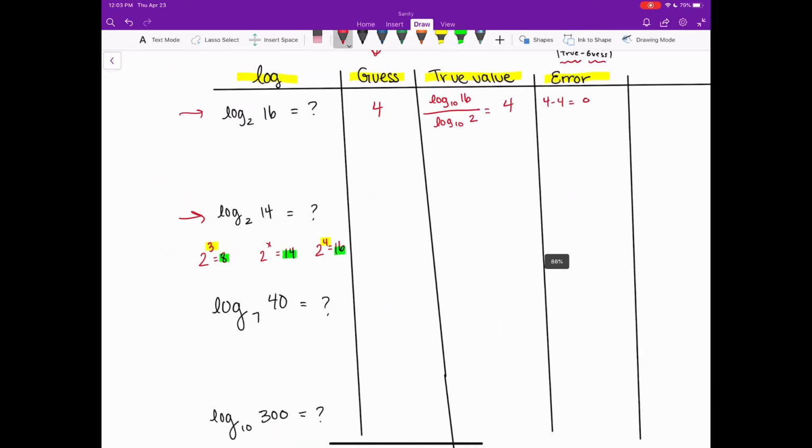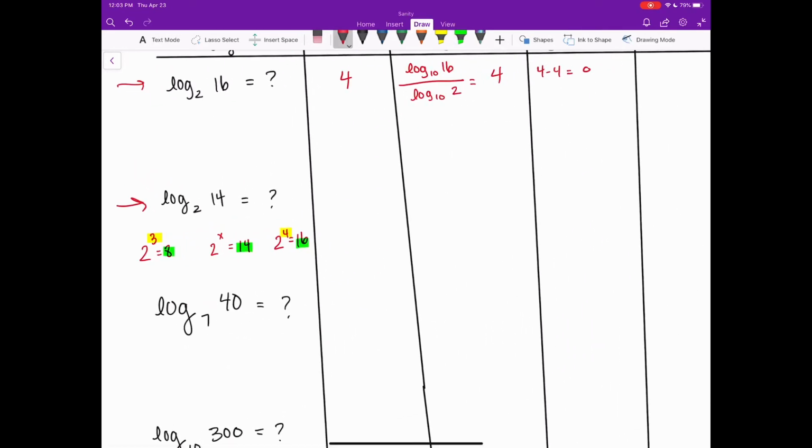But it's not exactly 4. Anyway, I'm going to make this guess: I think 2 raised to the power of 3.9 is going to give me 14. And then I'm going to use my change of base formula to see how close I actually was. So log base 10 of 14 divided by log base 10 of 2. Again, I typed that into my calculator as log 14 divided by log 2.